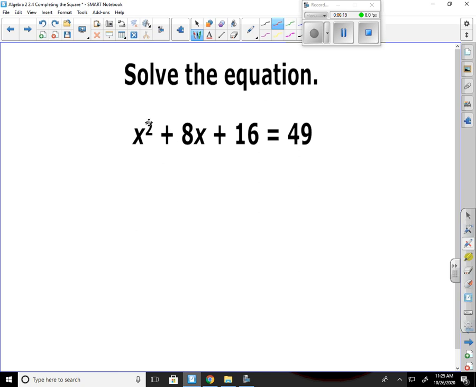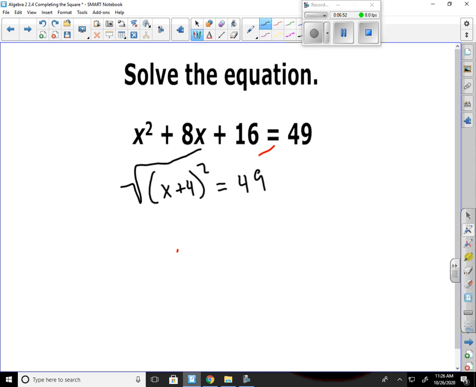If we look at this one, I see I have the 8x in the middle, so I want to check to see if this is a perfect square. And if this is a perfect square, it is. X squared is a perfect square. 16 is a perfect square. What squares to give you 16? That would be a 4 and a 4. 4 times 2 is 8, so I know that that's true. X plus 4 squared equals 49.